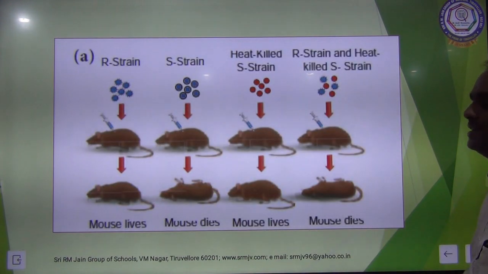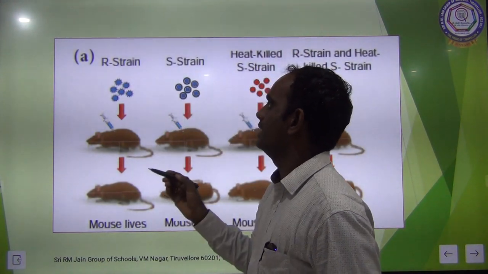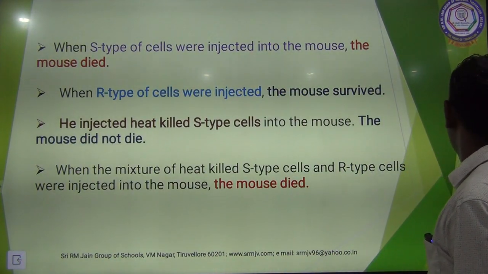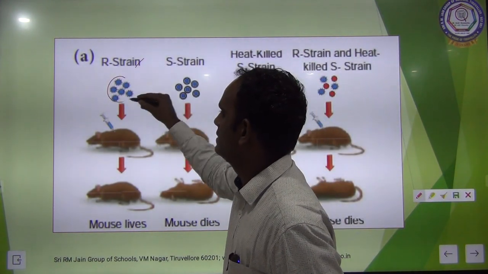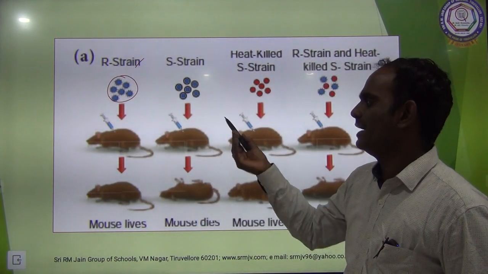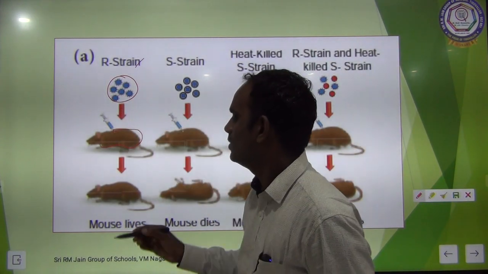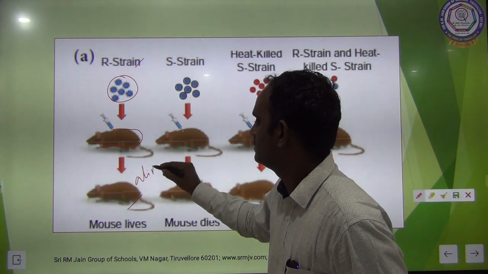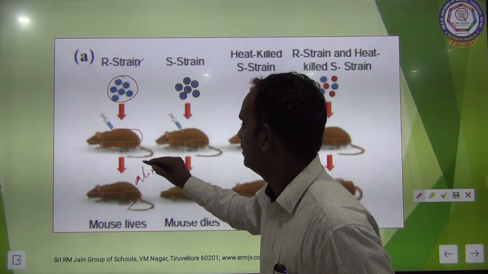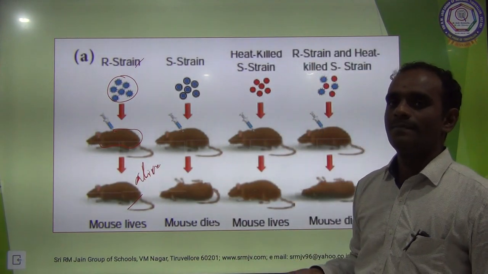See the picture here, children. First trial, he used R strain, rough strain. The strain is rough, it is avirulent. He injected the rough strain into the mice. What will happen? It is alive. It is not dead. Survive.